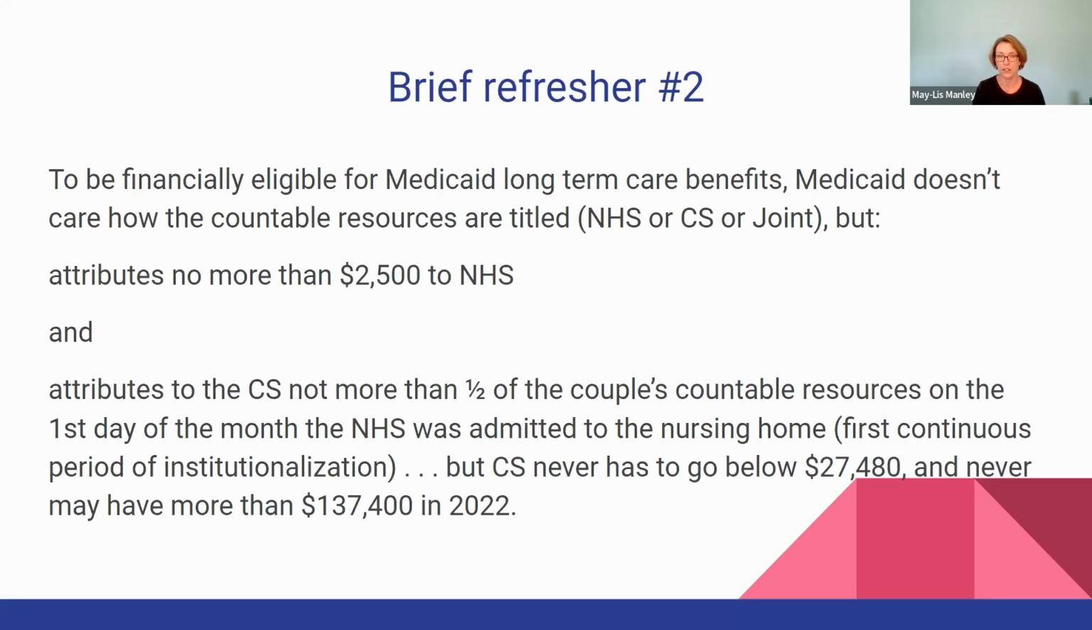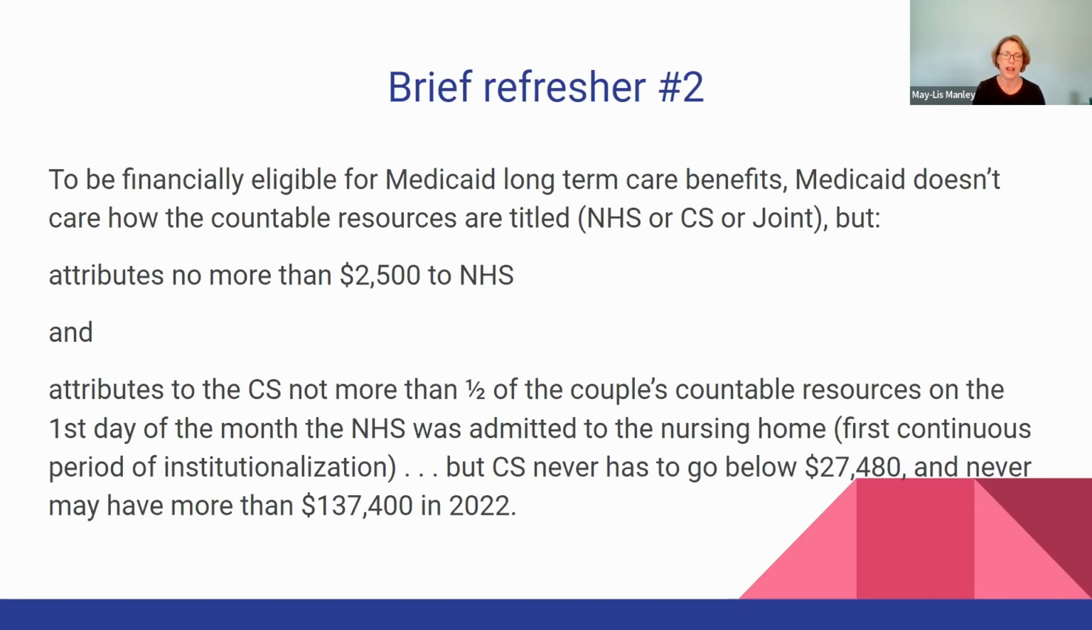These numbers change every year, so we're using 2022 figures. That said, let me just give you a little example. So what that means is, say the couple on the first day of the month that the nursing home spouse is admitted to the nursing home, so they have $400,000.